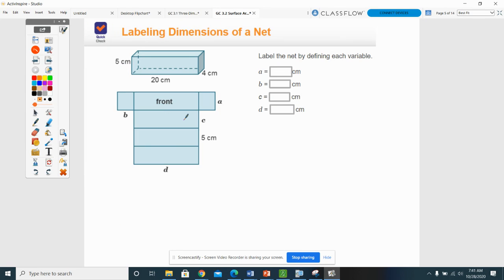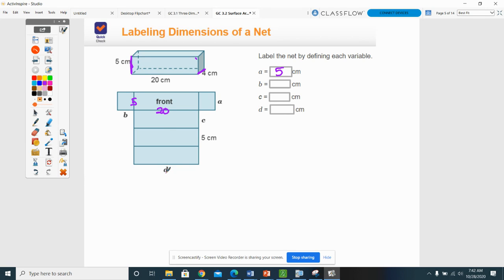So here's more practice with the unfold. If this is the front, okay, you have a 20 by how tall is it? It's kind of hard to tell. Is it the 5 or the 4? I think this is the 4 and this is the 5. So this will be 20. The height of the front will be 5. So what else is 5? A is 5.